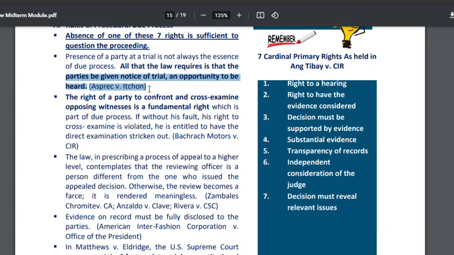The law, in prescribing a process of appeal to a higher level, contemplates that the reviewing officer is a person different from the one who issued the appealed decision. For example, this is a labor case. You are the aggrieved party, the complainant, a private employee. You are laid off, so you filed an illegal dismissal case against your employer before the labor arbiter, RAB. And then the labor arbiter issued a decision that there was no illegal dismissal.